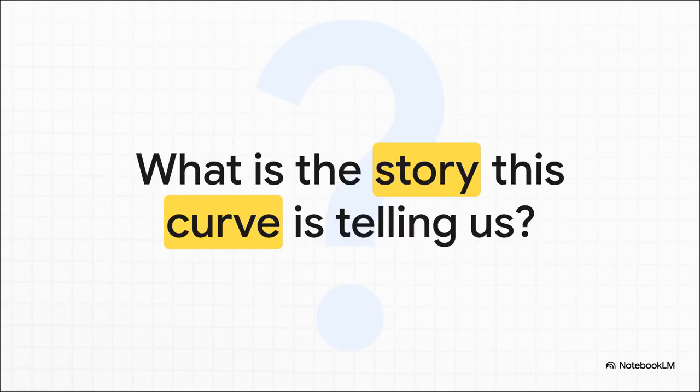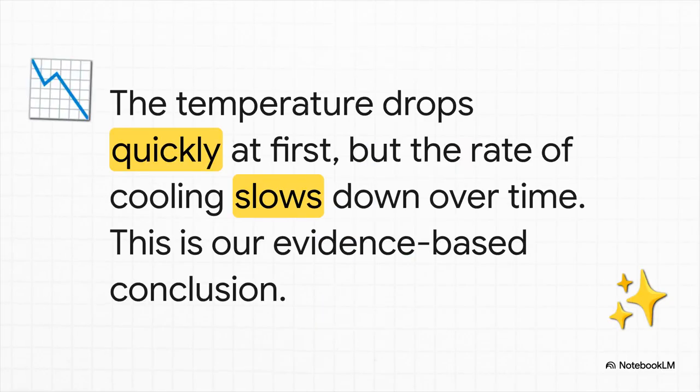So take a good look at the shape of this line. It's not straight, is it? It's a curve. What does that specific shape tell us about how our water is cooling? What's the story here? And here's our answer. The curve is really steep at the beginning, but then it starts to flatten out. That reveals the trend. The water cools down really fast right at the start, and then the cooling process slows way down. That is our conclusion, and it's based directly on the evidence.